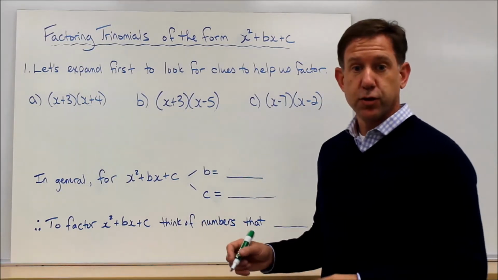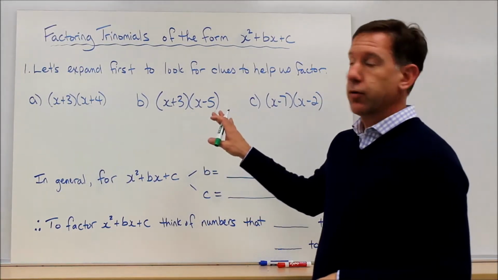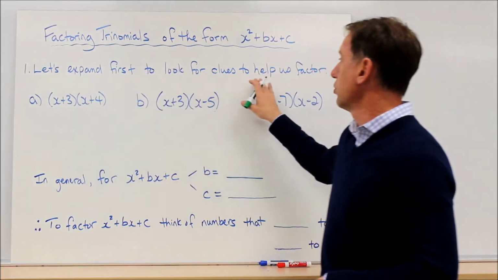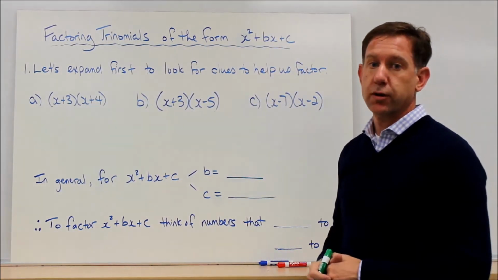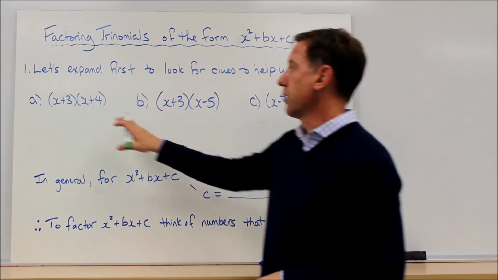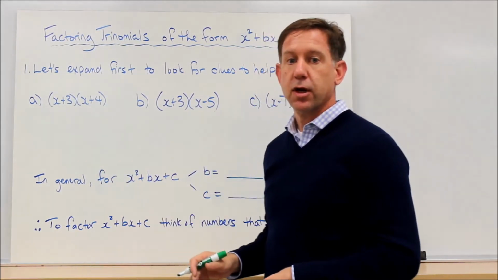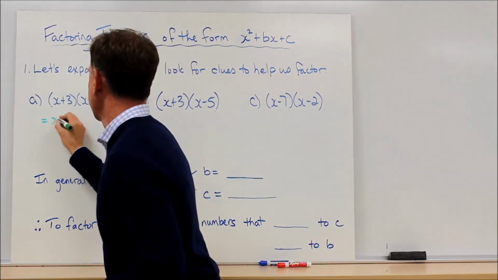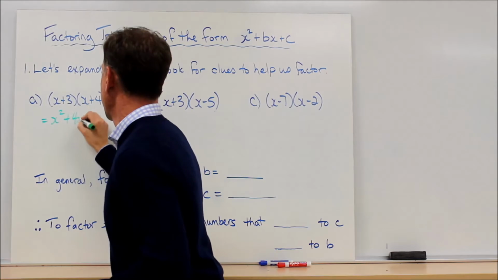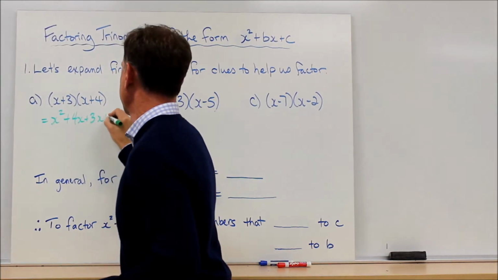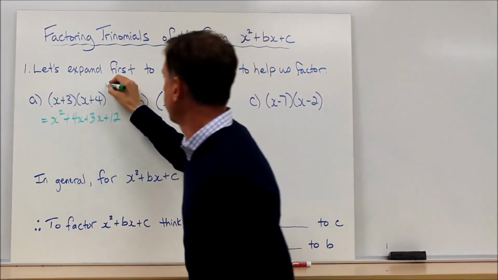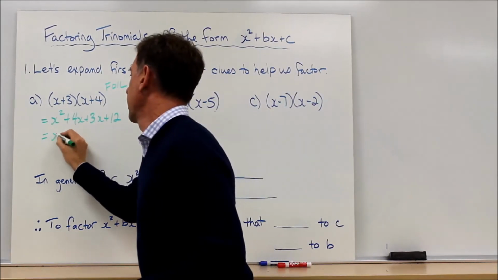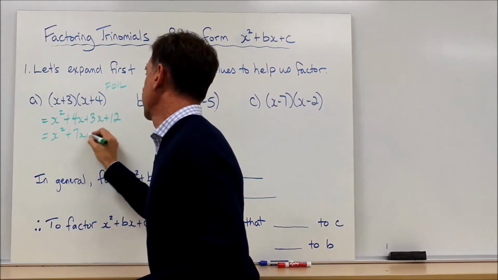Okay, let's factor some trinomials. First thing we're going to do though is expand some binomials to look for clues to help us factor our trinomials today. And the reason is this: we know that if we have two binomials multiplied together, the result is going to be a trinomial. So for the first one here, I'm going to get x squared plus 4x plus 3x plus 12 if I expand that out using FOIL. And if I gather the middle terms together, x squared plus 7x plus 12.